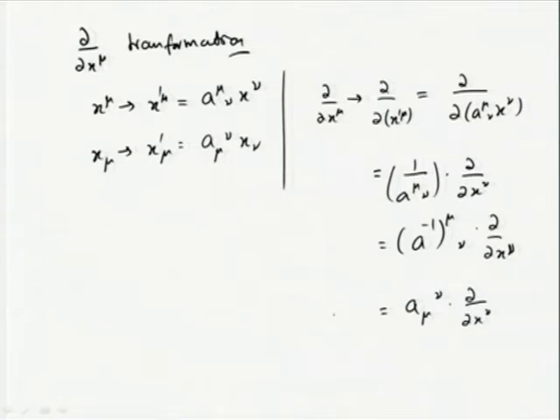This is basically the way a covariant vector transforms, from our previous lecture. The previous lecture says that this is the way a covariant vector transforms. So this says that ∂/∂x^μ transforms like a covariant vector, and we consider it as a covariant vector.